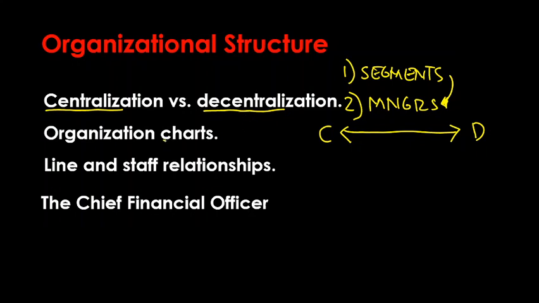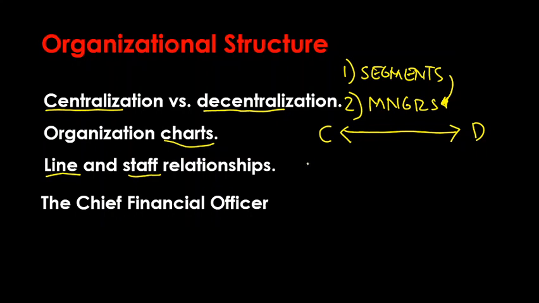Organizational charts, you already know this. Line and staff relationship. Now, when we say line function, okay, your function is directly related to the operations of a business. While staff function, okay, your function is not directly related to the operations of a business.